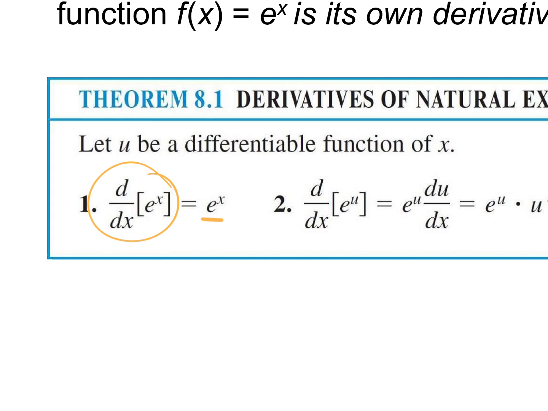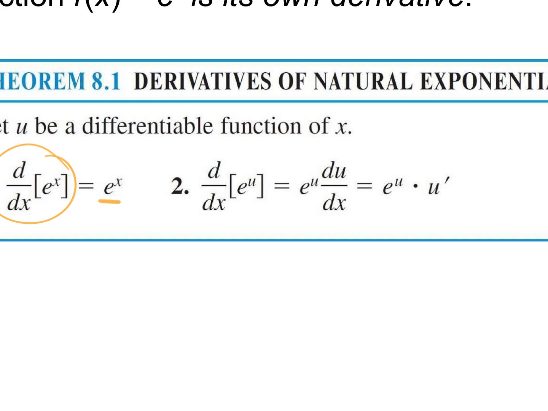Now, if we have more than just x going on in our exponent, we have to multiply by the derivative of whatever our exponent is. So technically the derivative, because we're not just going to have e to the power of x, there's going to be more going on in our exponent. So e to the power of whatever is in our exponent is e to the power of the same exponent. We keep it exactly the same and then multiply it by the derivative of the exponent.